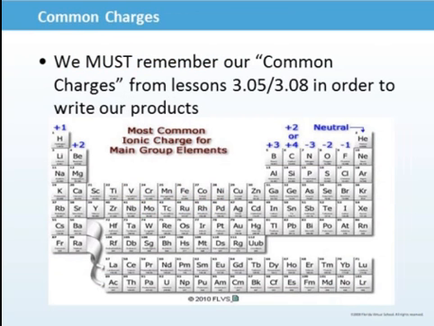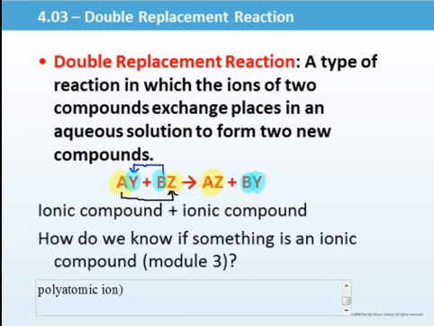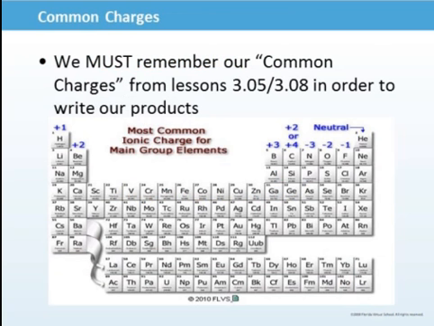When we're predicting our products, as you noticed, we have to form new compounds. Let me back up a slide real quick. These are new compounds. These are made by combining these ions. Well, guess what happens every time we form a new ionic compound? We must write the formula, which means we need to know what the common charges are in order to know what formula will be created when A reacts with Z. That's the 3.05, 3.08 coming back.